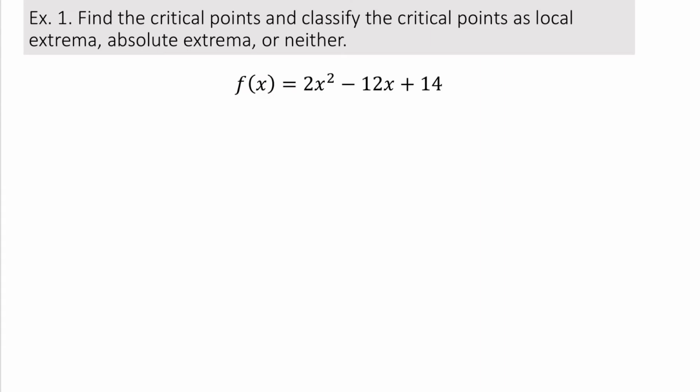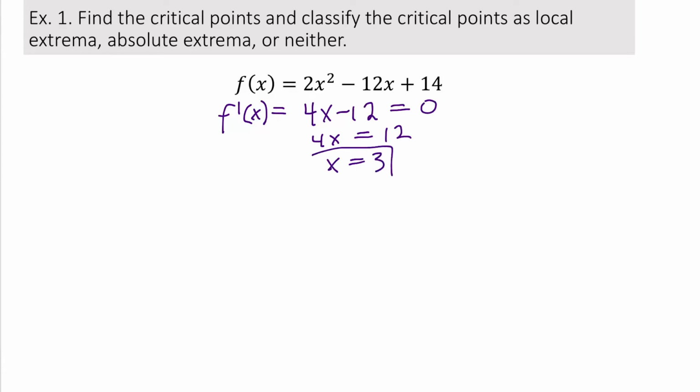So example 1 here says find the critical points and classify these as local extrema, absolute extrema, or neither. So step 1 would be to find the first derivative and locate the critical values. So we have 4x minus 12. We set that equal to 0. So we have 4x is equal to 12, or x is equal to 3. So we have one critical value.